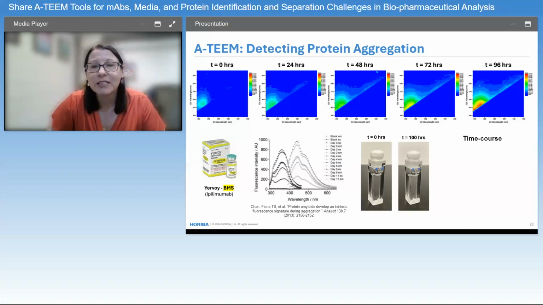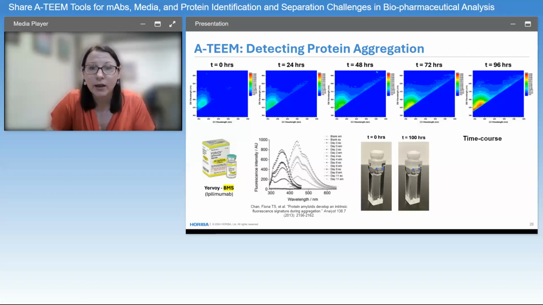But when you look at the A-TEEM data, you see that structure can grow. So this is an example of this Yervoy drug product. And you can see the protein aggregate fluorescence coming up. And over time, it's actually increasing based on the number of aggregates in the solution. So whether aggregates are wanted or probably not wanted, you can look at the quality of that solution to tell how much aggregate is present using the A-TEEM fingerprint.